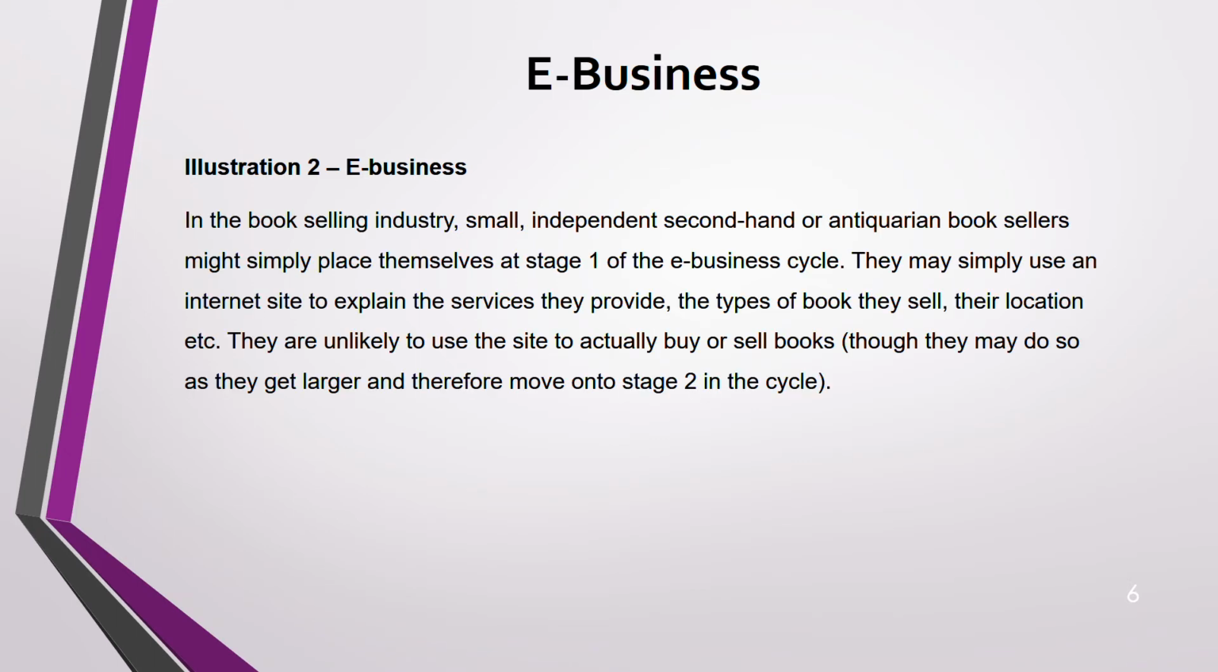Now let us illustrate this better. To know these four stages in real life, let us take a real-life example. Let us take the book selling industry. A small or independent second-hand bookseller can place themselves at stage 1. How? They can just have a website, that's it. They're not doing any buying or selling online, but they have a website with what services they provide, what types of books they sell, and what location they are in. So they are currently in stage 1.